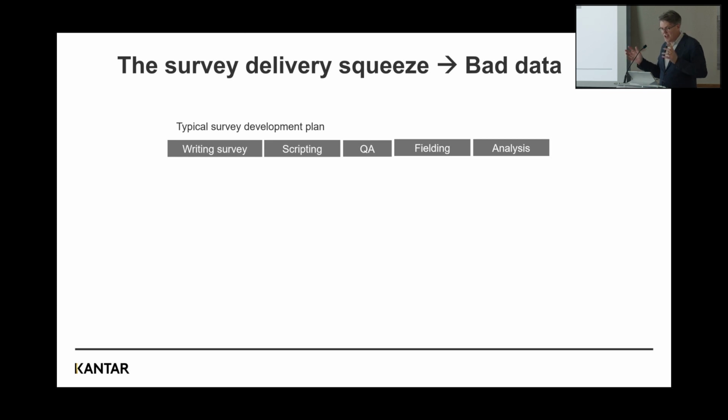You've got a client and a research company who write a survey. This is an imaginary process. They write a survey, send it over to scripting companies, a bit of QA, it fields, it's analysed. This is how it goes in your mind.